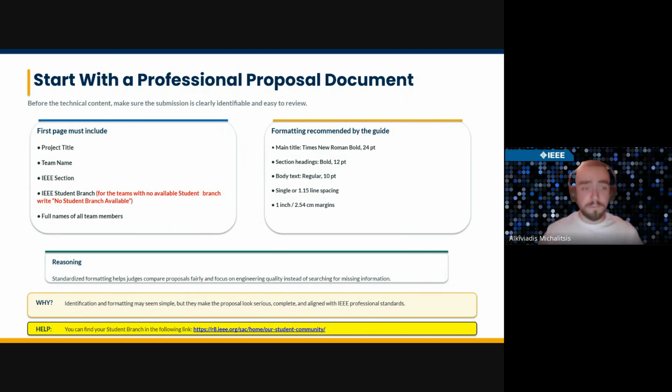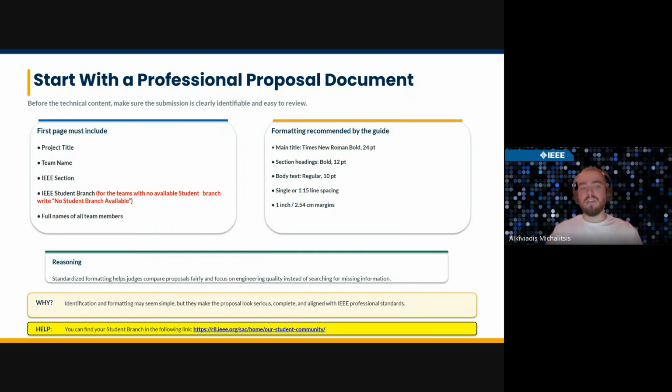What is the reason of all of this? As I said before, it is to standardize the formatting to help the judges in evaluating your submission so that they compare your proposals fairly and they will focus on the engineering quality instead of searching for missing information or for a lot of or big documents and so on.